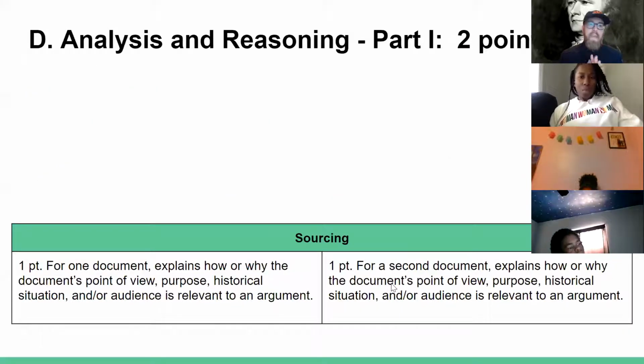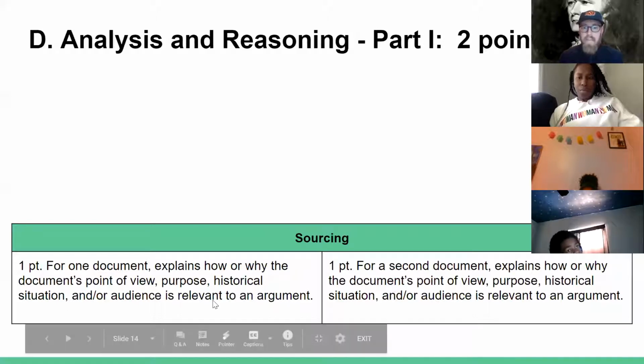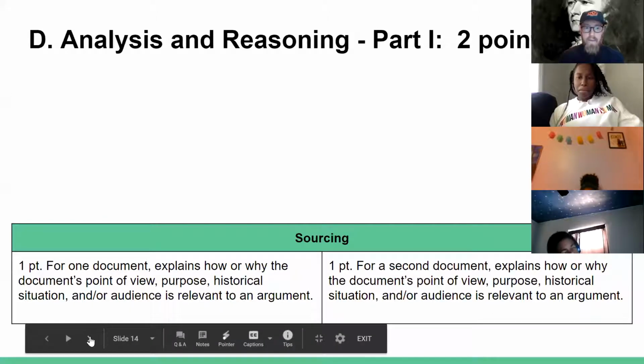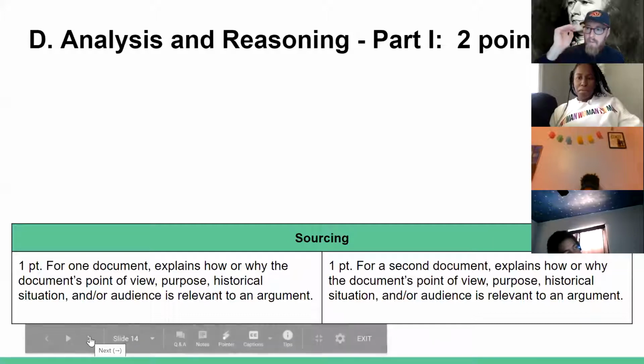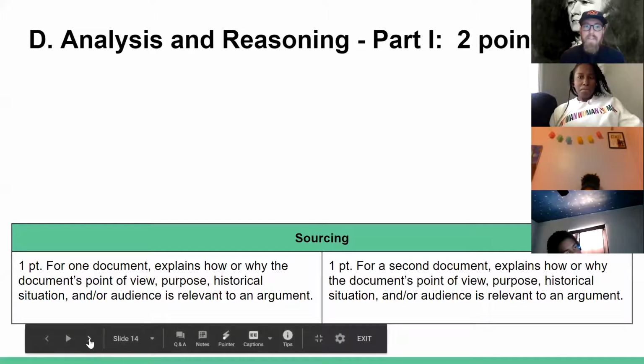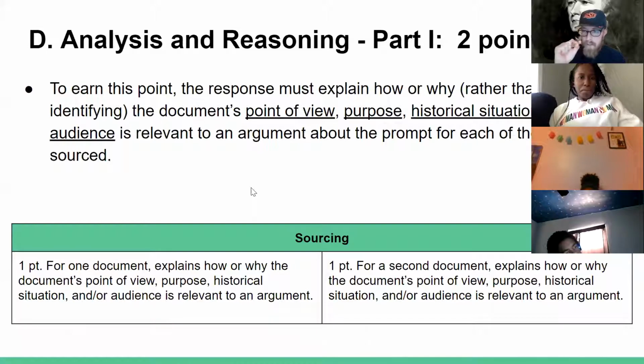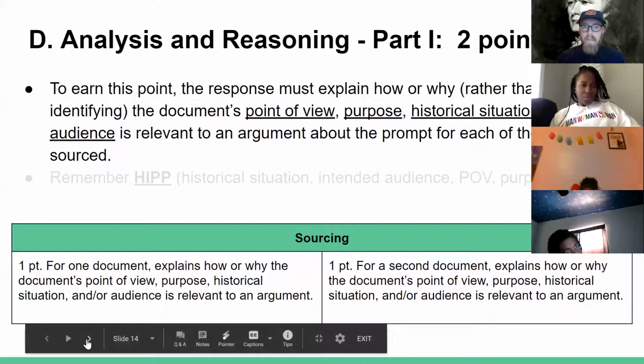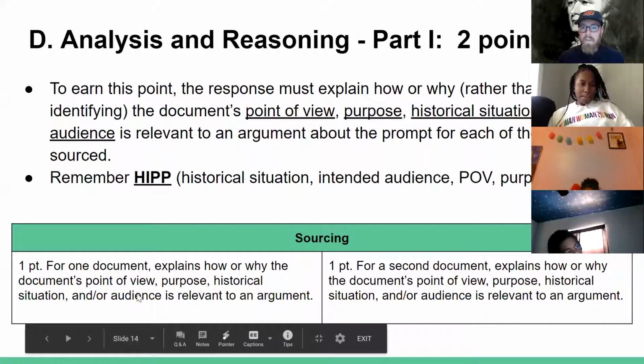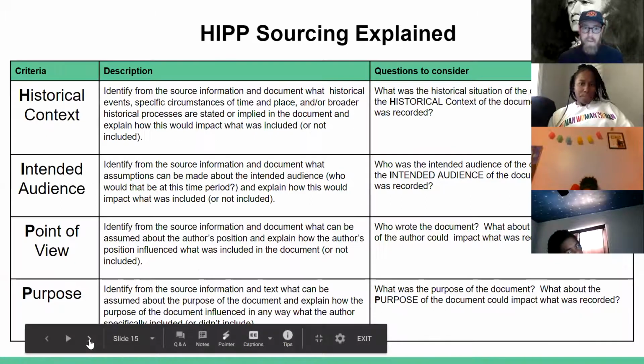Analysis and reasoning, again, you're going to get 2 points for this, and this is, have you throughout your essay provided some analysis of all of the documents, and have you reasoned through all of it for your argument? And notice that this is literally pulled out of their grading. You can talk about the point of view, purpose, historical situation, or audience. So that's kind of where I pull the HIP from, okay? So again, if you do those things, that's what they count as analysis and reasoning. As long as you've utilized those type of tools, you can get those 2 points on top of that, okay?